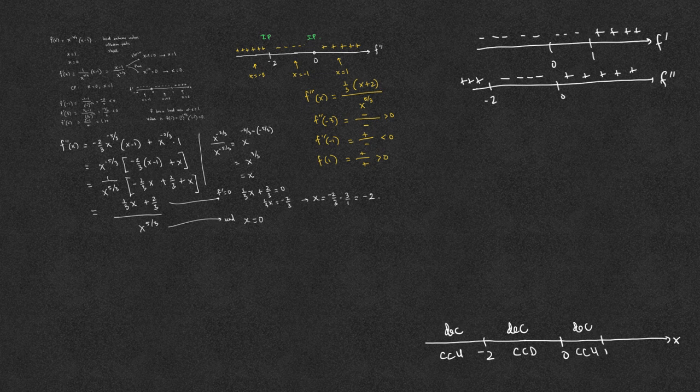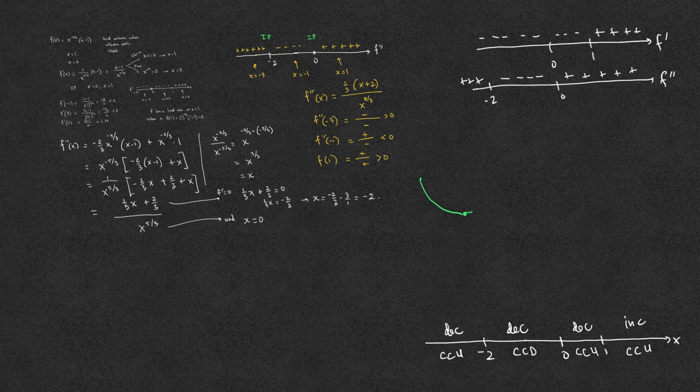From 1 to infinity, f prime is positive, so the function is increasing, and f double prime is positive, so the function is concave up. Armed with this, we will put in the shape of the graph. On the left-hand side of -2, the function is decreasing and concave up. That is a decreasing and concave up shape.